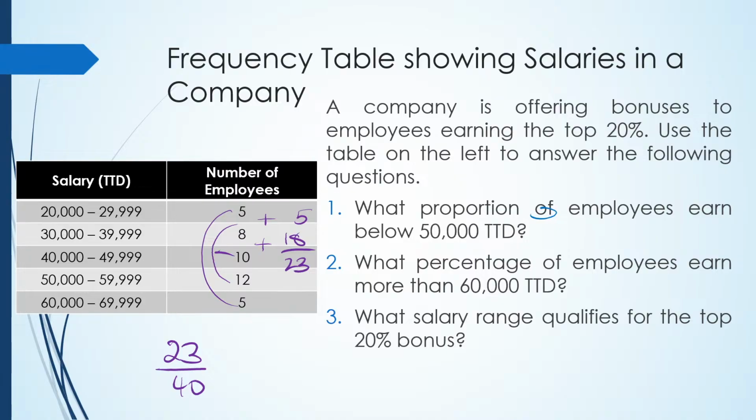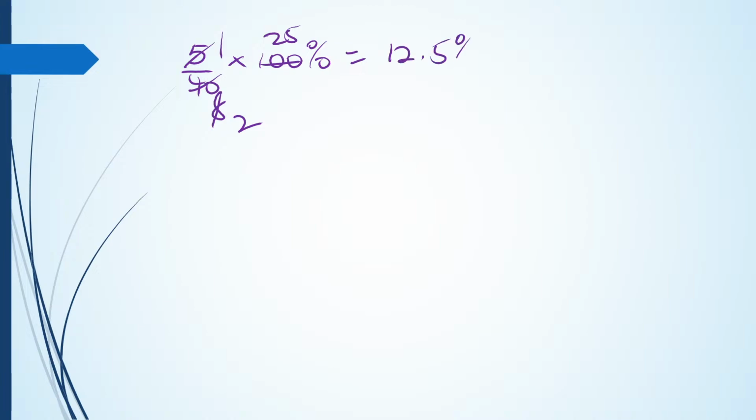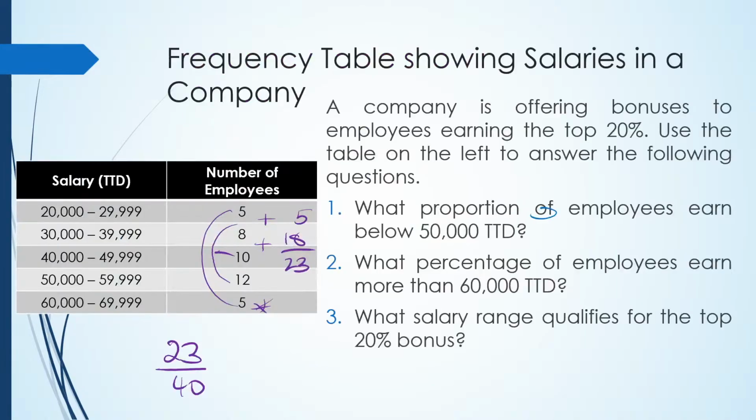And then they ask, what percentage of employees earn more than 60,000? So 60,000 is here, that's this here, which is 5 out of the 40. So if it's 5 out of the 40, multiply by 100%, and we'll take 5 into this 1, 5 into this 8, and 4 into this is 2, 4 into this is 25, and we get 12.5%, right?